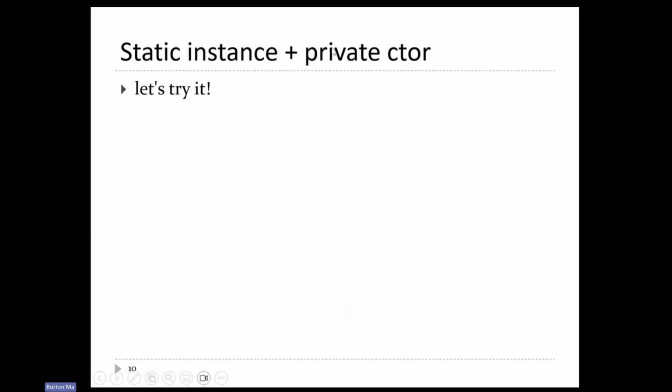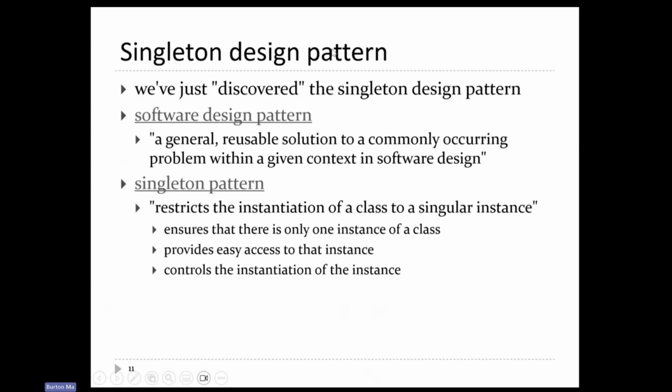So we now have a static instance and a private constructor, right? What have we done? We just quote unquote discovered a software pattern, right? So this is called the singleton design pattern. Once again, a software pattern is a general reusable solution to a commonly occurring problem within a given context in software design. The singleton pattern restricts the instantiation of a class to a singular instance. In other words, it lets you make a class where there is an object, but there's only ever one of them.